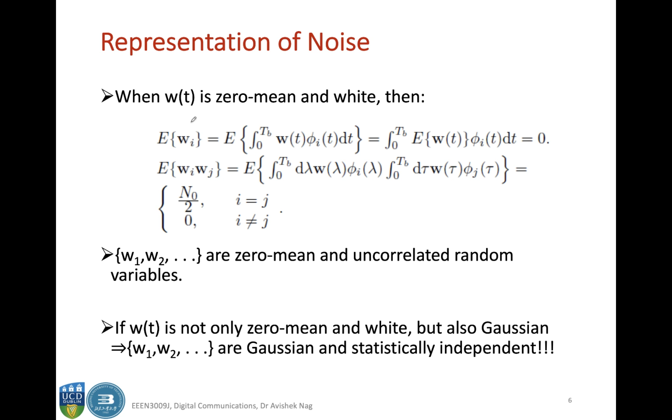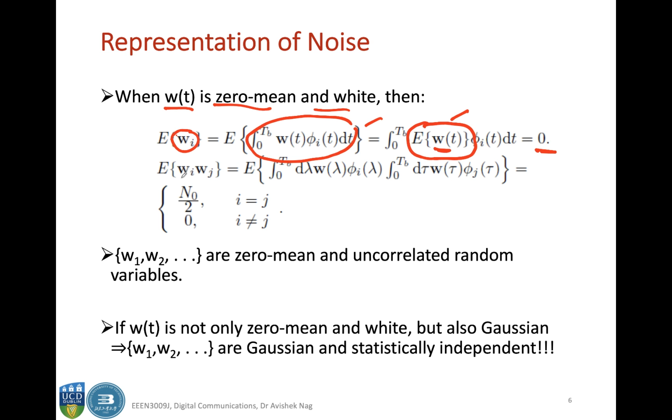So if W(t) is zero mean and white, then you can show that the means of these coefficients wi's are also zero. If you do this math, replacing wi with this expression and separating it out, you will find that inside this integral you have the expectation of W(t), which is 0 because W(t) is zero mean, so essentially you get 0 as the expectation of wi also.